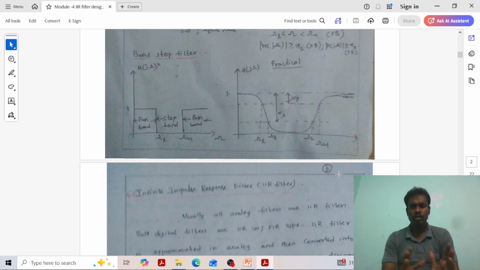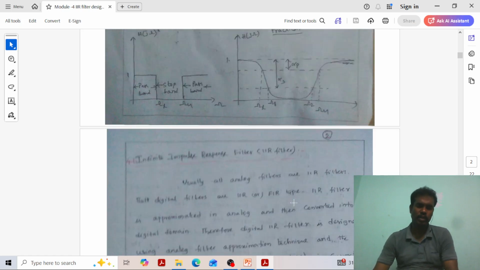I want the pass band frequency to be less than 1000 Hz, or at 1000 Hz, or maybe 1500 Hz, just like that. So we can choose it based on our application. The user will give the specification, and the designer will design the particular transfer function to attain that specification.